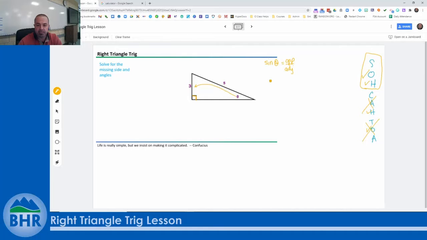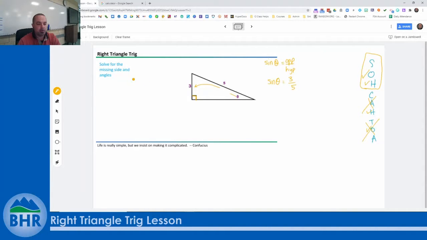So I fill in what I know. Sine is the function. Theta is my variable. I don't know what that is. The opposite is 3, and the hypotenuse is 5. Sine is opposite over hypotenuse. I don't know why I wrote adjacent. I apologize for that. And we get 3 over 5.